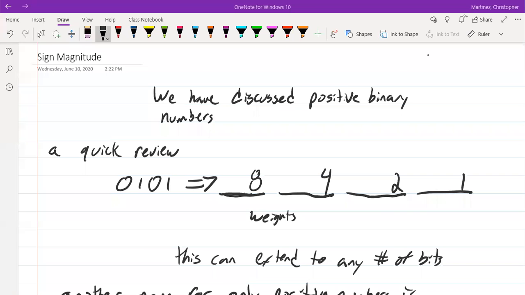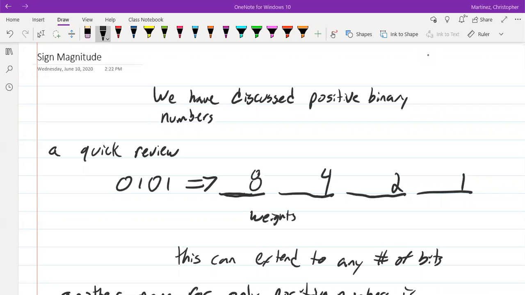We've looked at numbers in the past, and now we're going to come back to them. And besides just talking about positive numbers, we're going to look at how we deal with negative numbers. So let's do a quick little review. When we're talking about positive numbers, we discussed having weights.